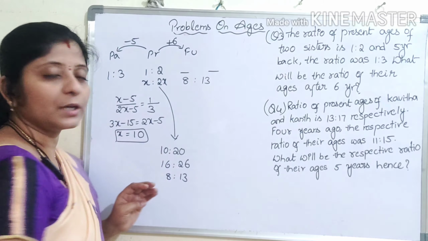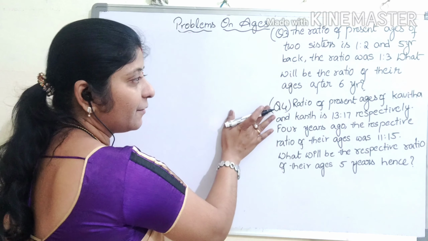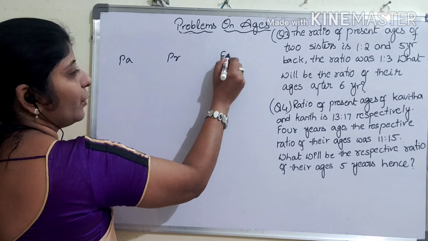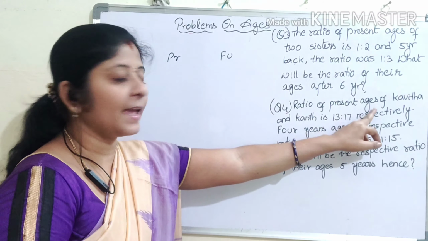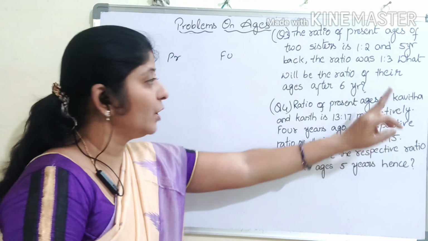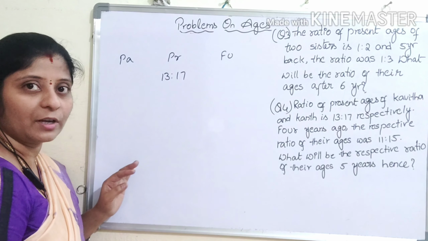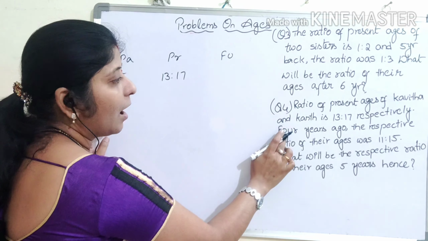Now we will find out another one. Now we will see the fourth one. First write past, present, future. The ratio of present ages of Kavita and Kiran is 13:17. So we will write the present ages ratio as 13:17, and 4 years ago. Ago means we have to go to the past, so 4 years ago it will be minus 4. The ratio of their ages is given as 11:15.